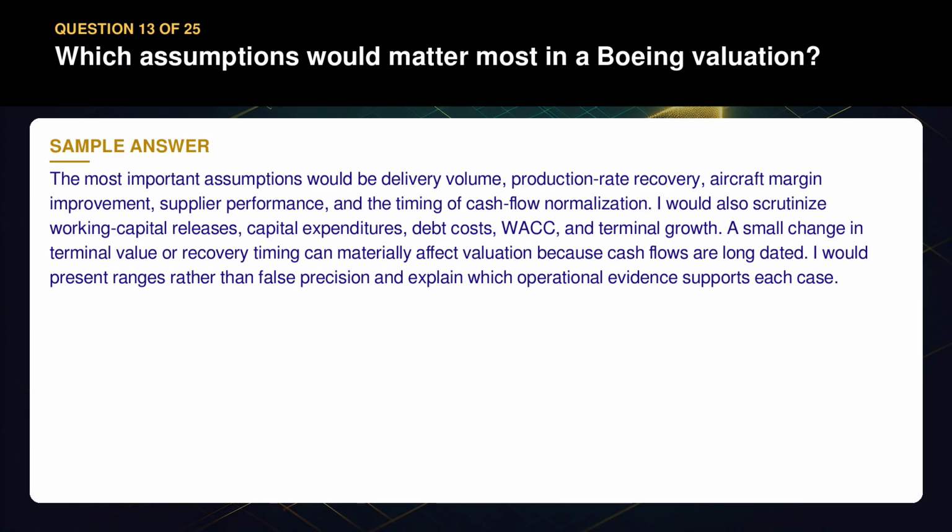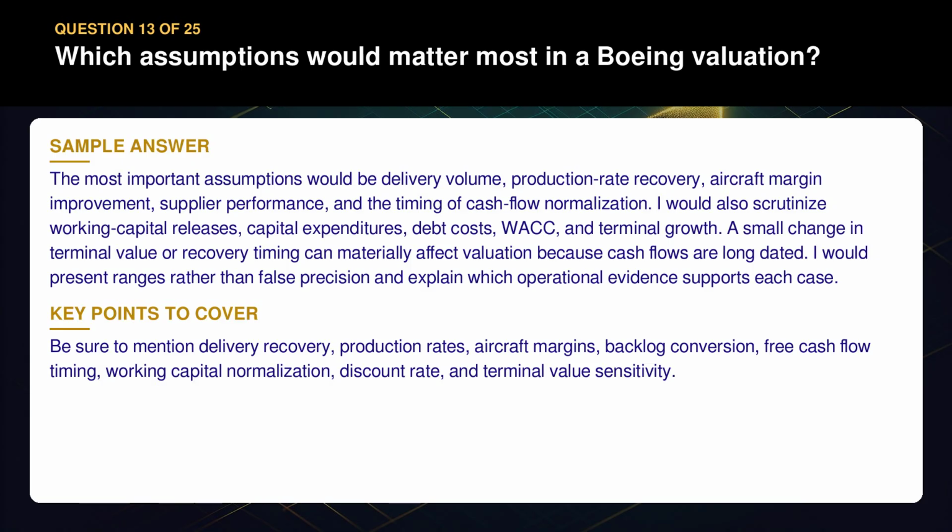I would present ranges rather than false precision and explain which operational evidence supports each case. Be sure to mention delivery recovery, production rates, aircraft margins, backlog conversion, free cash flow timing, working capital normalization, discount rate, and terminal value sensitivity.